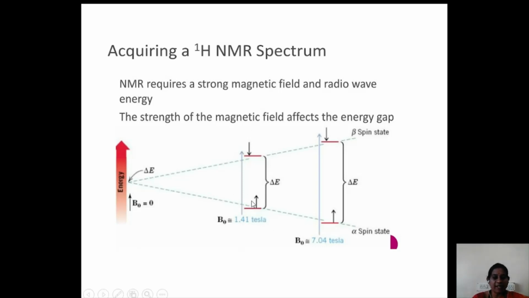For one kind of atom, the magnetic field strength required is 1.41 Tesla, where there is a transition from the alpha spin state to the beta spin state. Similarly, for this setup, B naught is equal to 7.04 Tesla. It means that for it to be in resonance, the required field is 7.04 Tesla over here.